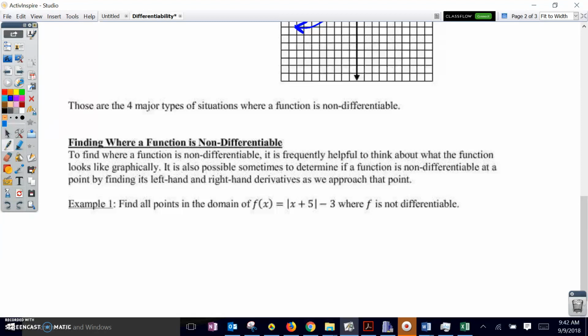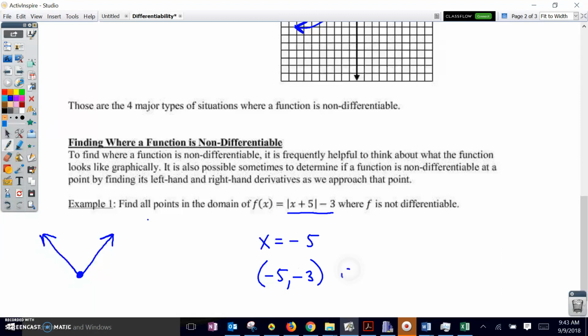For this particular function, f of x equals the absolute value of x plus 5 minus 3, we should all be thinking absolute value, those are going to be V-shaped. And so the location of this non-differentiability we can see if we just think about a general absolute value graph. The point of non-differentiability is going to be at the vertex. And so it's enough for us to find the vertex in order to indicate where this function is non-differentiable. And that happens at x equals negative 5, or at the point negative 5, comma, negative 3.